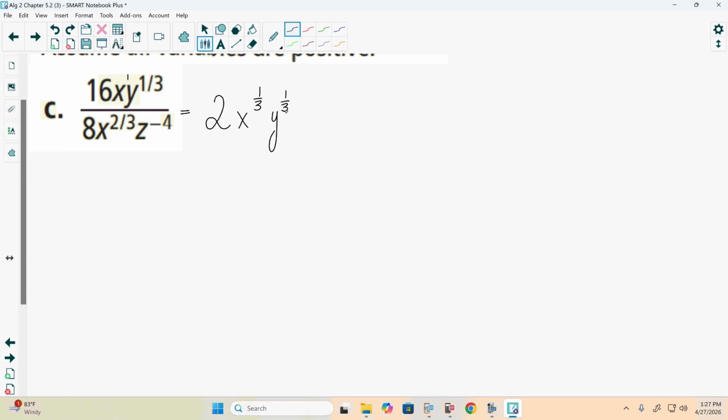If the exponent's negative, like z is, we have to make it positive by moving it from the top of the fraction to the bottom or bottom to the top. So if that z to the -4 had been on top, we'd have moved it to the denominator and left it there. But this is it. Questions on this here?